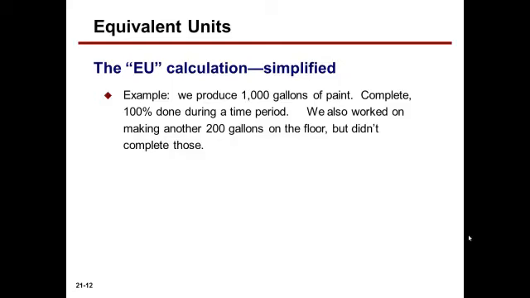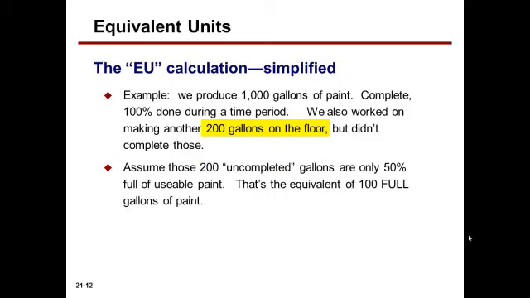Let's take a simplified example. Let's say a company produces 1,000 gallons of paint during the month, fully complete during a period of time. They also worked on making another 200 gallons, but they're still on the floor because they didn't complete those 200 gallons. Let's assume those 200 uncompleted gallons are only 50% full of usable paint. That's the equivalent of 100 full gallons of paint.